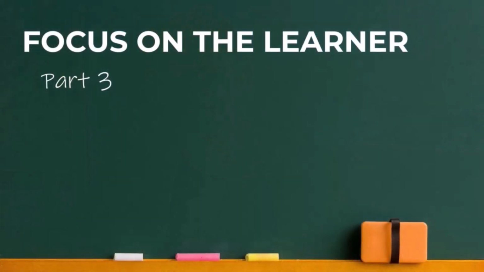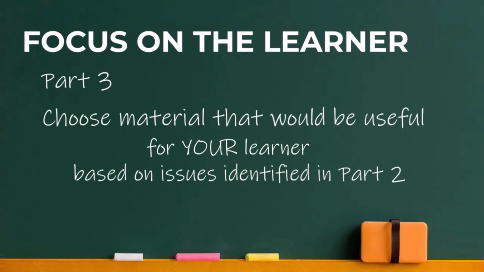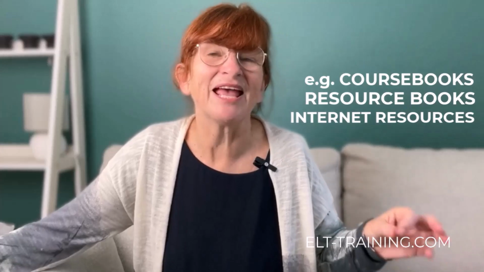In the final part of the assignment, you have to choose some material that would be useful for your learner based on the issues that you identified in part 2. You could ask AI to suggest some activities here, but a lot of centres ask you to specifically find published material. And I think actually this is more useful because it's what you have to do in the classroom. And getting more familiar with where to find things like this is super helpful.